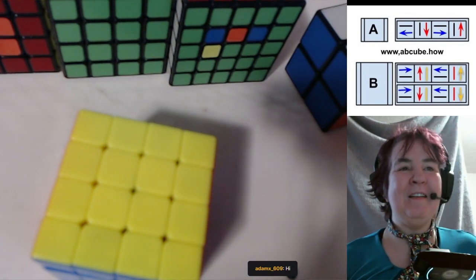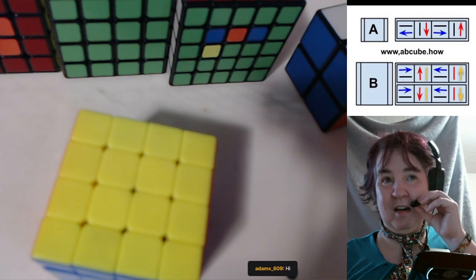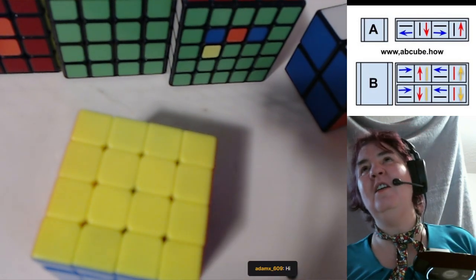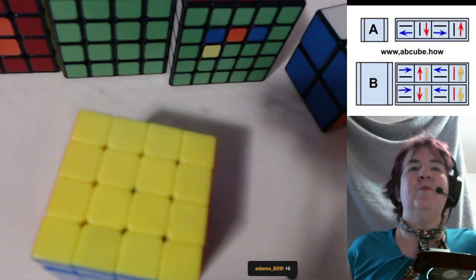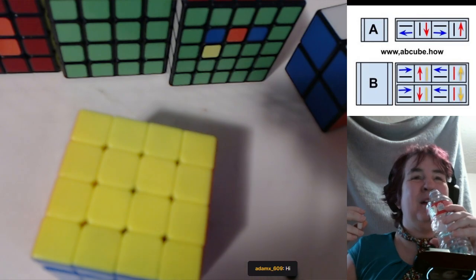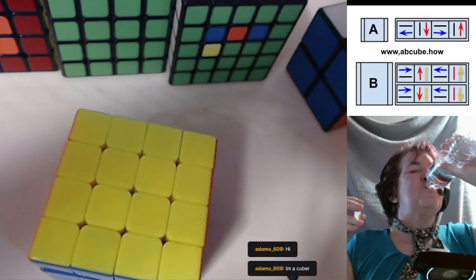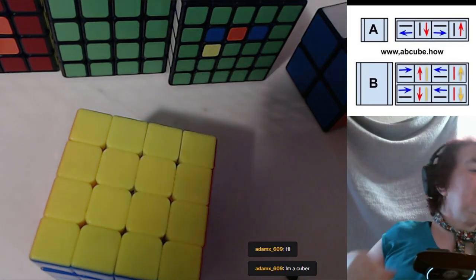Are you a cubist, or are you looking to learn how to solve a cube, or a new way to solve the cube? Or do you just want to have me in the background talking about cubes while you go about your way?